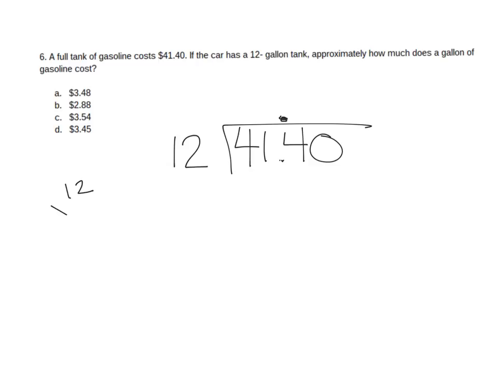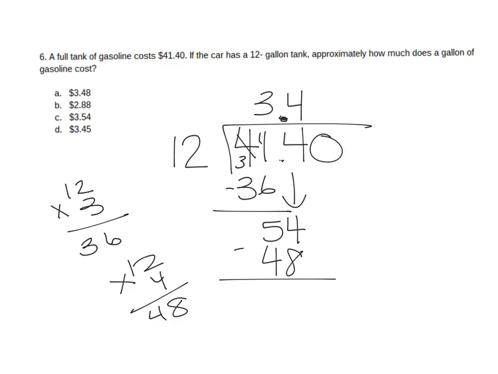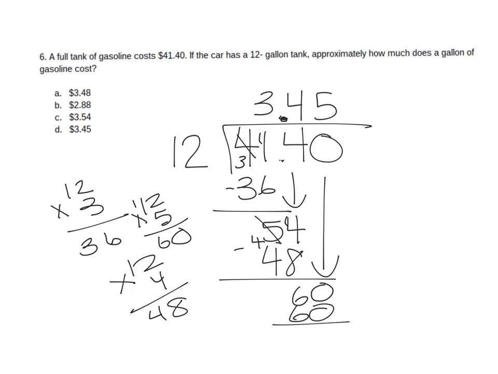I'm going to try 12 times 3 is 36. That's pretty close. And then I'm going to subtract. 11 minus 6 is 5. Bring down the 4. 12 times 5 is 60, I know. So 12 times 4 is 48. That's pretty close. Then I subtract. I get 6 left over. Bring down the 0. I know that 12 times 5 is 60, something I always remember. So each gallon of gas will cost $3.45.